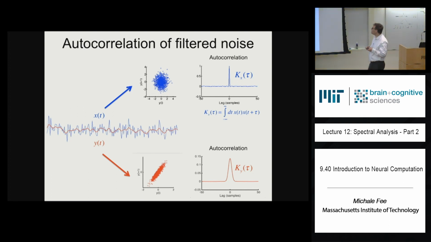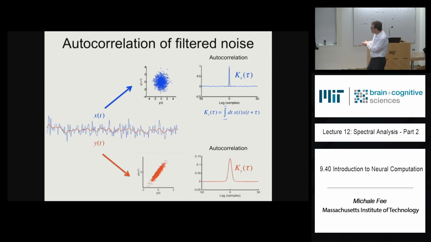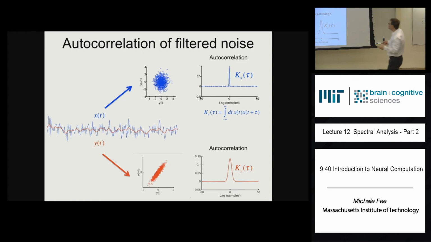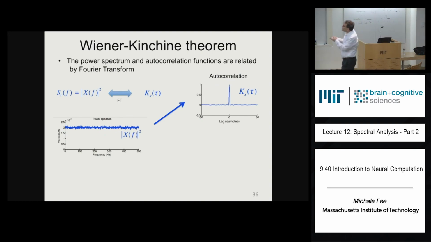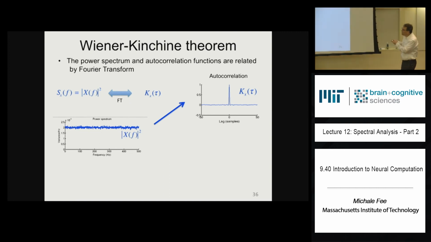Okay. So if you look at the autocorrelation of the original Gaussian noise, it has a delta function at 0. The autocorrelation of the smoothed function has some width to it. And the width of that autocorrelation function tells you the time scale over which this signal was smooth, right? Okay. Now, how does that relate to the power spectrum? It turns out that the power spectrum of a signal, the magnitude squared of the Fourier transform, is just the Fourier transform of the autocorrelation.